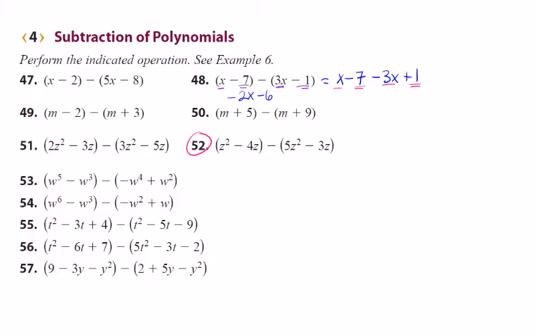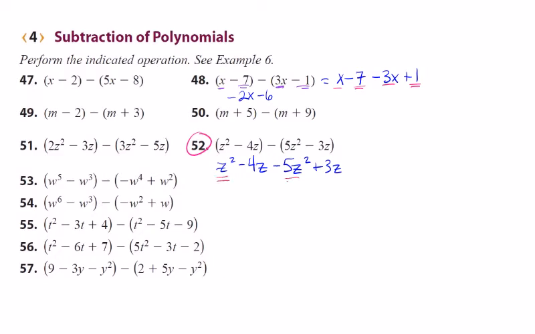So I'm going to rewrite this as z squared minus 4z minus 5z squared plus 3z. So I just changed the signs. Remember, that negative is just like multiplying by a negative 1. And so negative 1 times 5z squared is negative 5z squared. Negative 1 times negative 3z is positive 3z. So then we combine like terms.